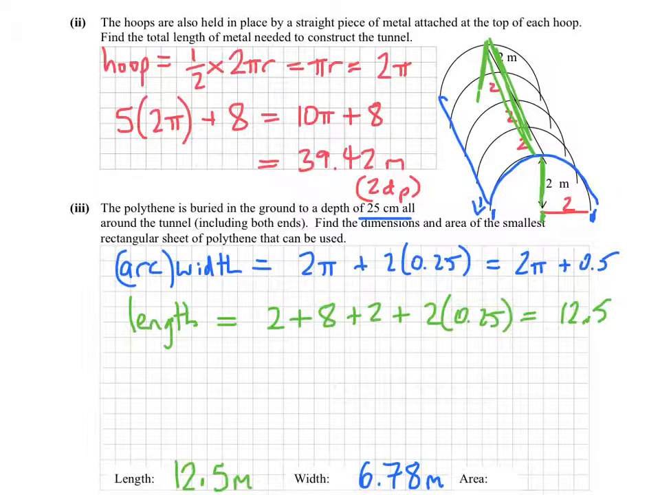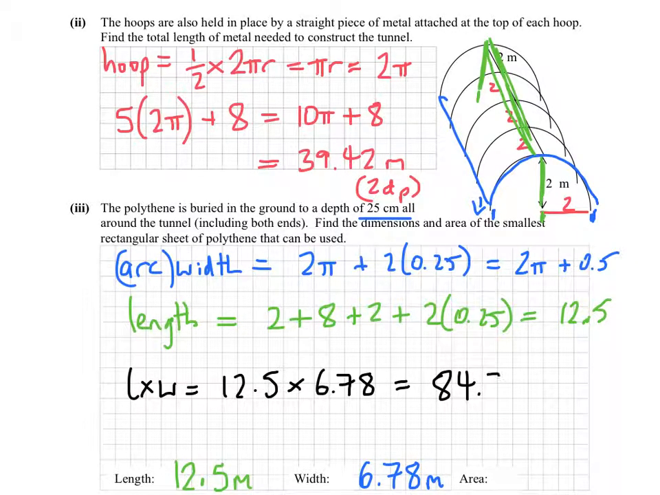And we can fill those values in at the bottom. The 2 pi plus 0.5 to two decimal places is 6.78 meters, and the area, that's just length by width. So if we multiply those two dimensions together, we get an answer of 84.75. It's an area, 2 dimensions, so it's meters squared.